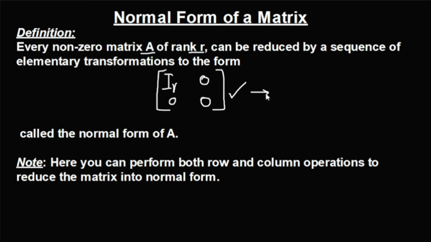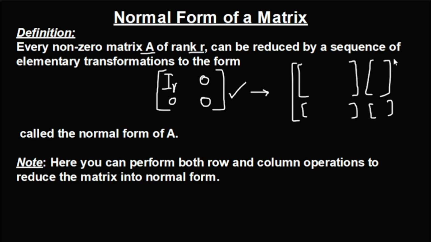So what is this form? This is actually an identity matrix on the top left corner. You will get a zero matrix here, another zero matrix and a zero matrix here, like this. So this is IR, and the rest are zero matrices. So we simply write it as IR 0, 0, 0.